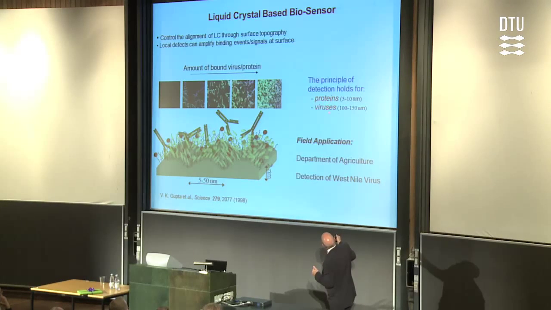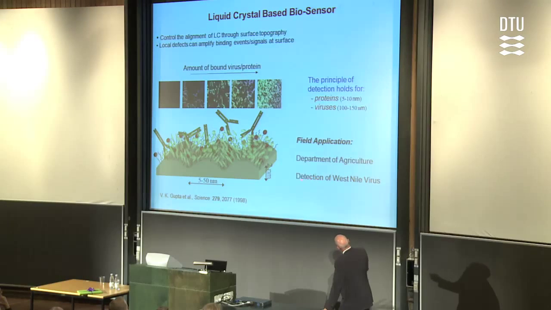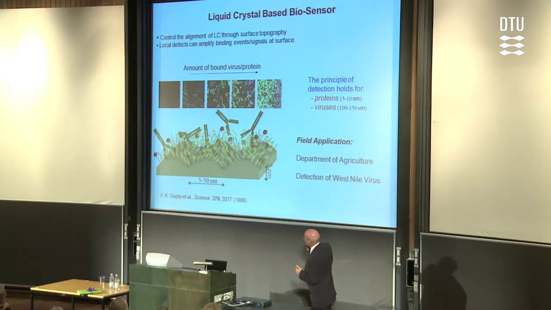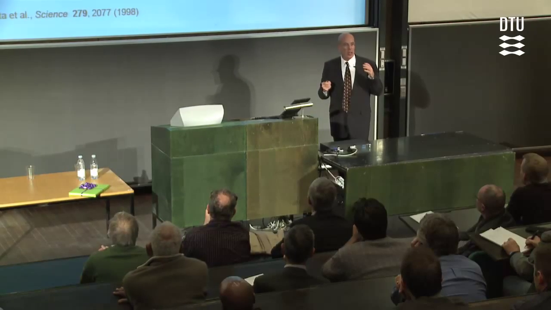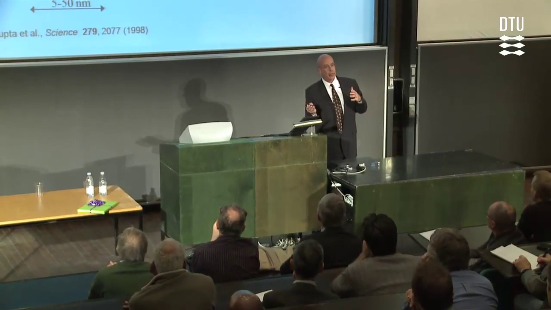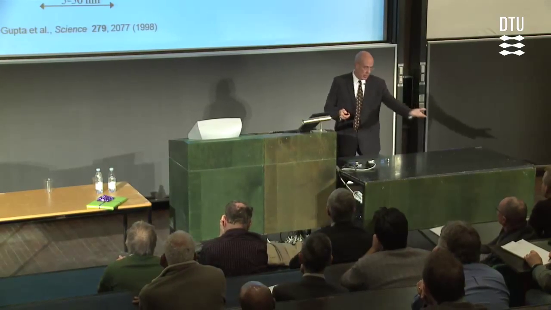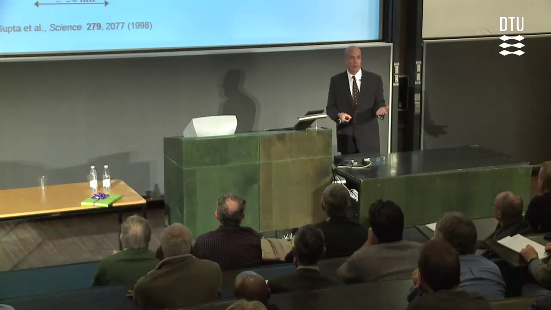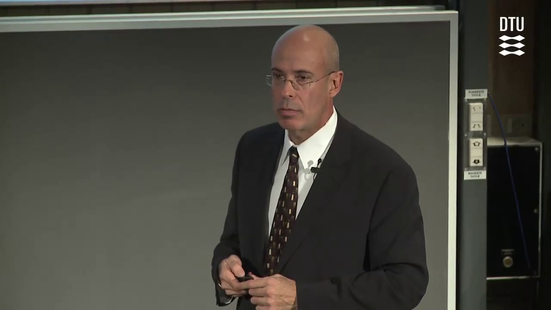This has been used with proteins and viruses. Right now, the Department of Agriculture is using it to detect West Nile virus. So this actually works. But it's pretty awkward, because you can only use it when you suspect that you have a virus. If I think there's a virus, I bring out my surface, I pour the liquid crystal, I see if it changes color. It's not a continuous sensor.